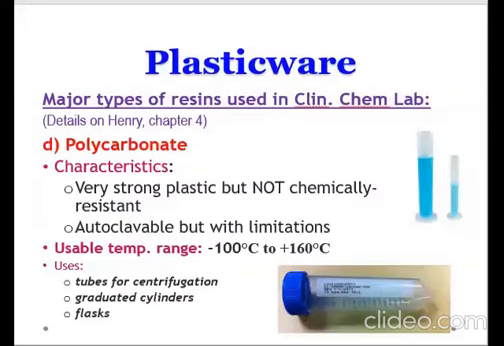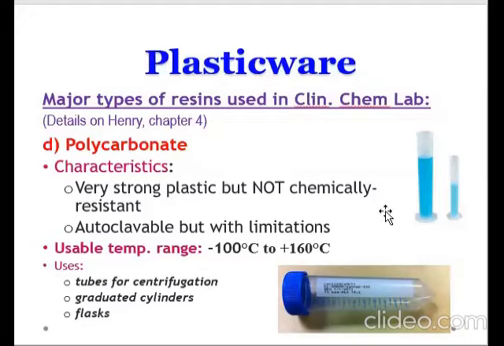Fourth type of resin, we have your polycarbonate. Okay? So your polycarbonate po, its characteristic, it is a very strong plastic. But it is not suitable for strong acids, bases, and oxidizing agents. Kaya po sinulat dito, not chemically resistant. And then, this one is autoclavable. Pwede siya ilagay sa autoclave but with limitations. And for the limitations, you need to refer again to the manufacturer's instructions.